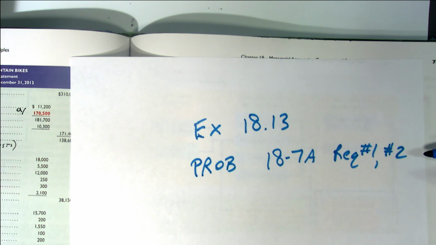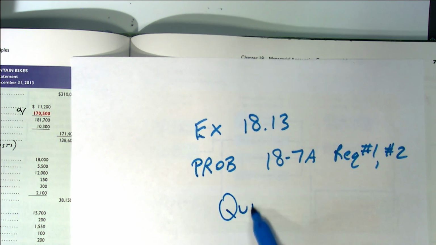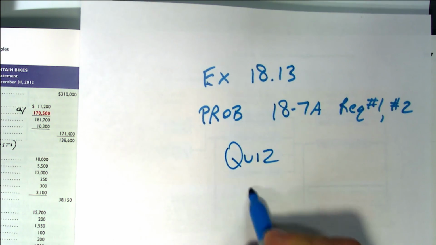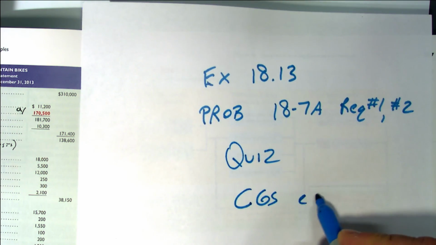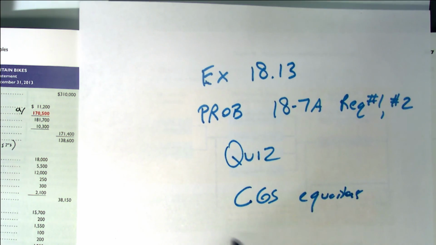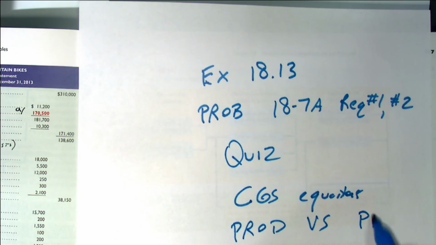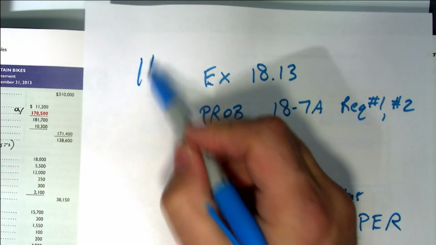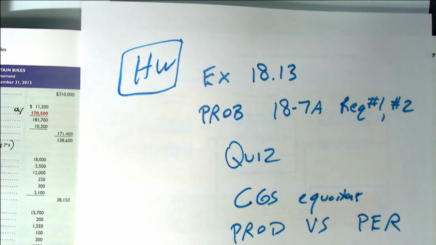That is it for homework, except I want you to remember that we do have that quiz. And the quiz will be over the cost of goods sold equations for a merchandiser and a manufacturer. And also I'll give you some items and I'll ask you to determine if they are product or period costs. So that is the homework. Any questions? Yeah, Daniel.